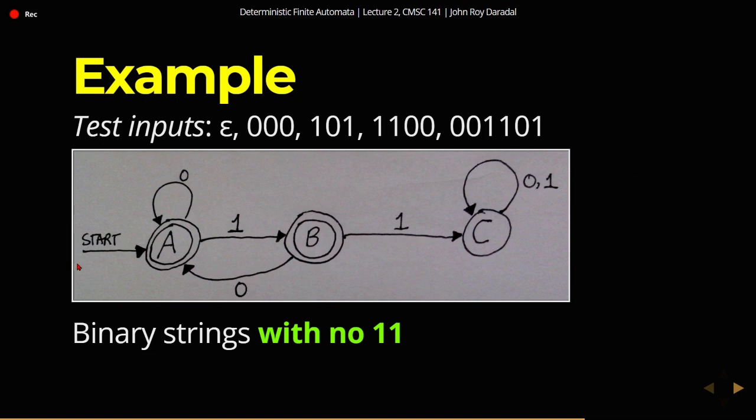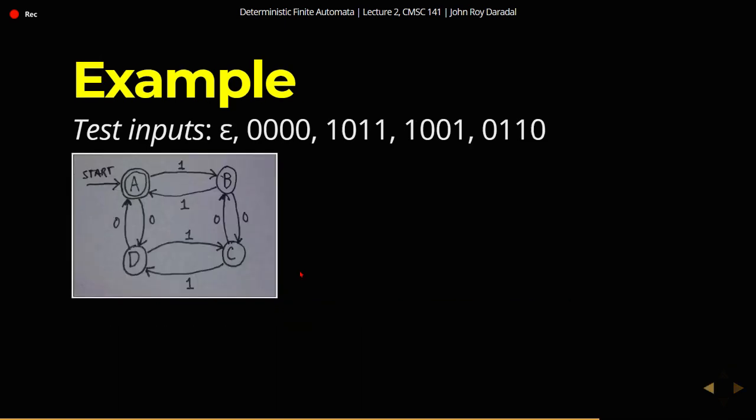Okay, so that is how you accept a string as part of the DFA's language. You just start at the start state, follow the transitions by processing each input symbol, and if you end up in one of the final states, then you accept it. Otherwise, it's rejected. Okay?